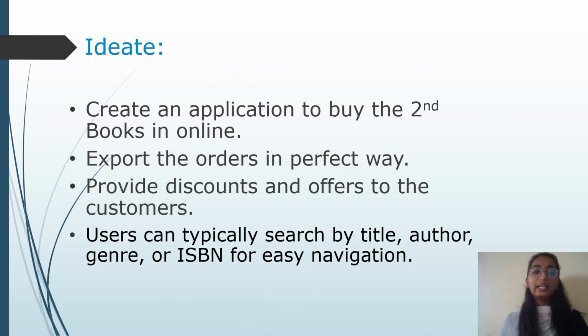Ideate. In this ideate phase, we have to define the ideas for our problem: create an application to buy second-hand books online, process orders in a perfect way, and provide discounts and offers to the customers. Users can typically search by title, author, genre or ISBN for easy navigation. These are some ideas for our problem, with which we can build an online bookstore.